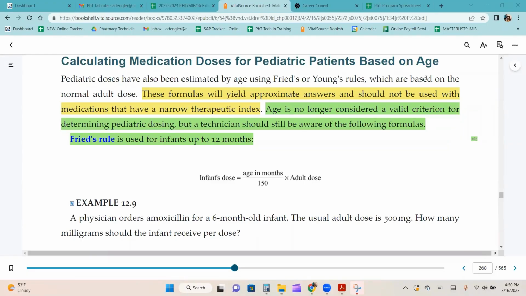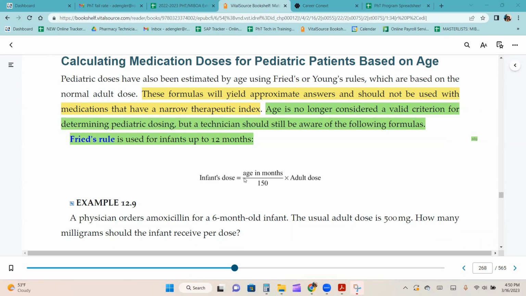Calculating medication doses for pediatric patients based on age. Pediatric doses have also been estimated by using Freed's or Young's rule, which are based on the normal adult dose. These formulas will yield approximate answers and should not be used with medications that have a narrow therapeutic index. Age is no longer considered a valid criteria for determining pediatric dosing, but a technician should still be aware of the following formulas. So we have Freed's rule, which is used for infants up to 12 months.